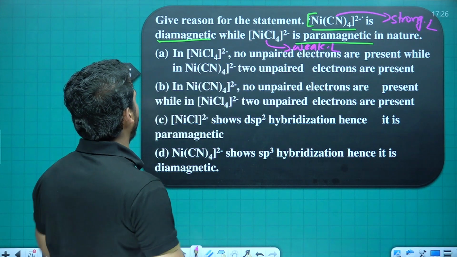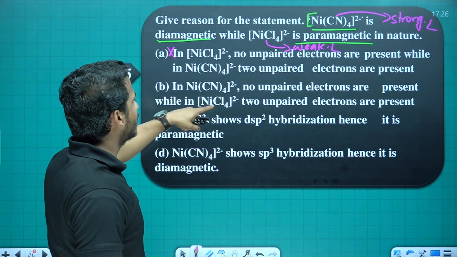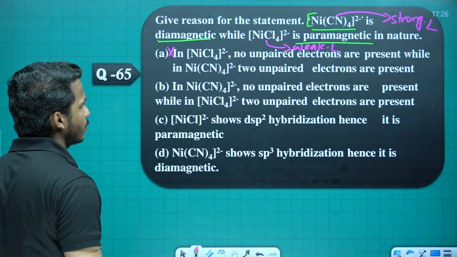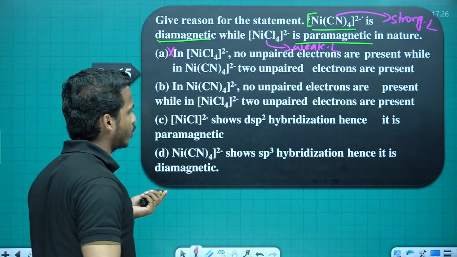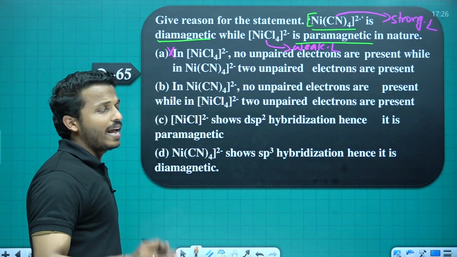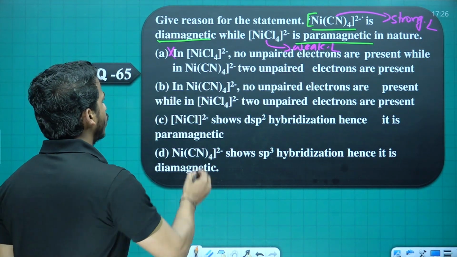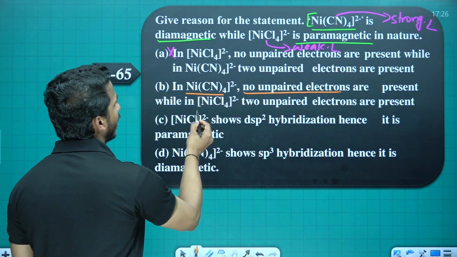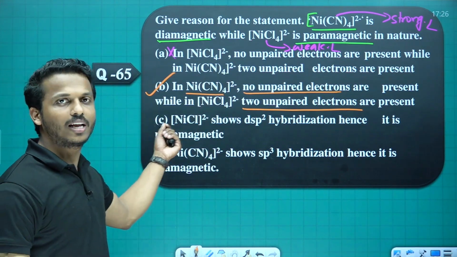[NiCl4]2- no unpaired electron, no. In [Ni(CN)4]2- no unpaired electrons are present, while in [NiCl4]2- 2 unpaired electrons are present. [NiCl4]2- shows dsp2 hybridization, hence it is paramagnetic. No, [Ni(CN)4]2- shows sp3 hybridization, hence it shows diamagnetic. No, mainly diamagnetic and paramagnetic behavior is based on what? The presence of strong ligand and weak ligand. So in this complex, no unpaired electrons are present, while in [NiCl4]2- 2 unpaired electrons are present. Therefore it is paramagnetic and diamagnetic respectively.